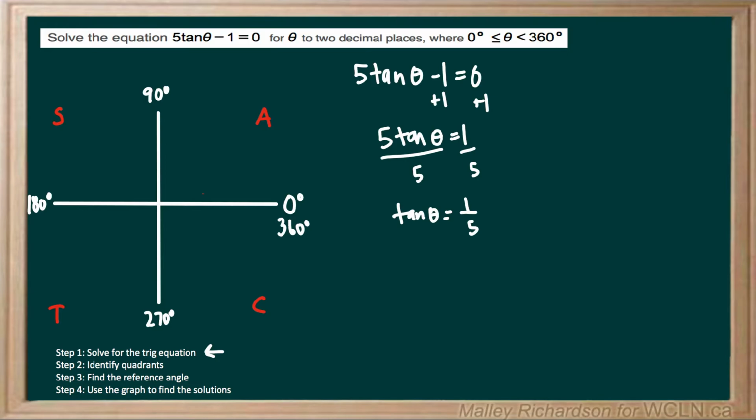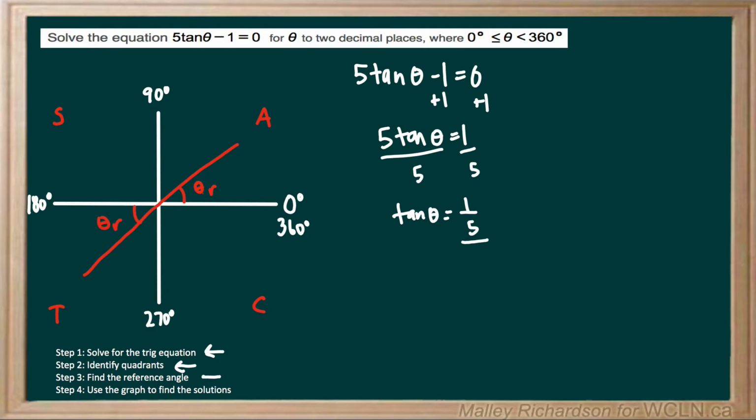So now that we've solved for our trig equation, let's move on to step 2, where we identify the quadrants. As we can see, tan theta equals a positive ratio. So we want to put our reference angles in the quadrants where tan is positive. We know all trig ratios are positive in quadrant 1, and in quadrant 3, only tan is positive. So we have our reference angles in quadrant 1 and quadrant 3.